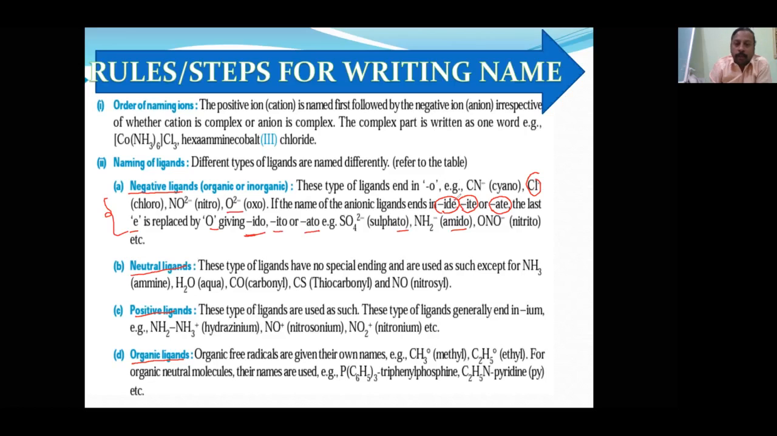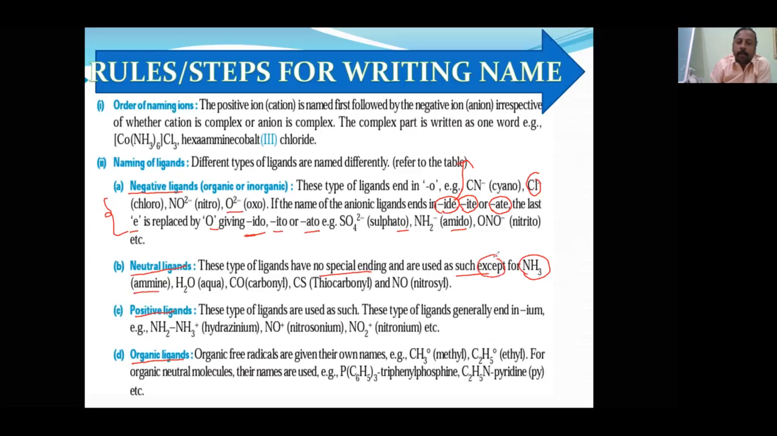So for negative ligands, what suffix are you going to replace? You should change the E in their common naming with O. IDE will become IDO. Chlorido, nitrito, bromato. Like that, E will be replaced by O. Then if it is a neutral ligand, there is no special ending, and they are used as such. Suppose ammonia is there.